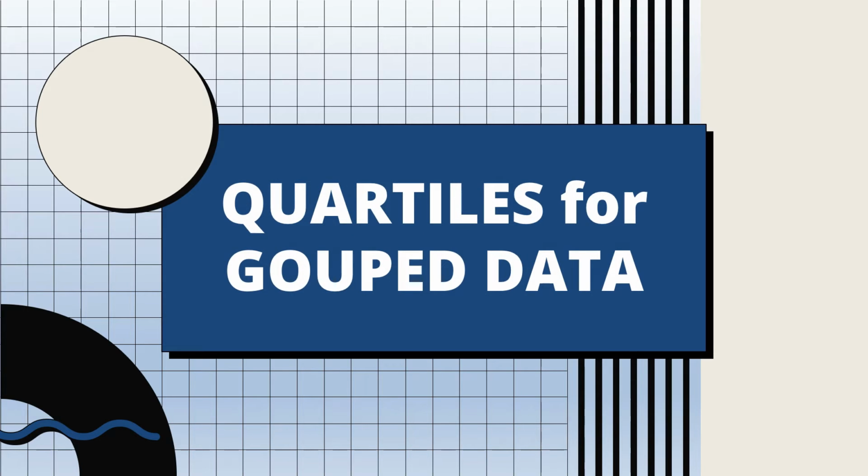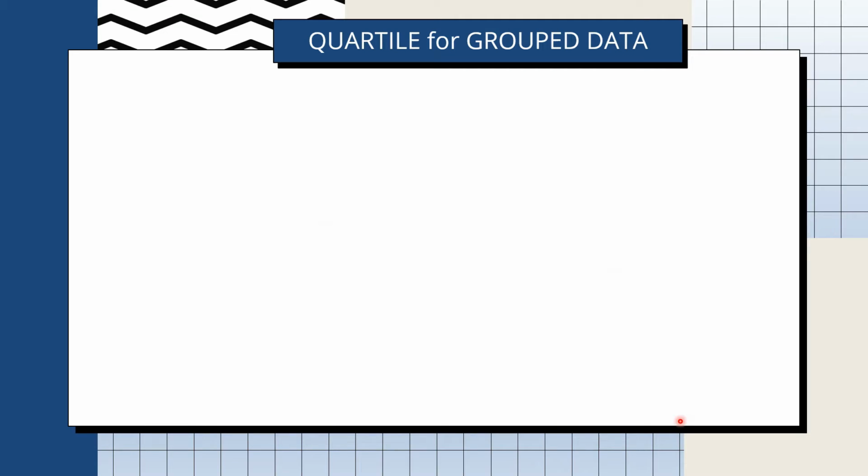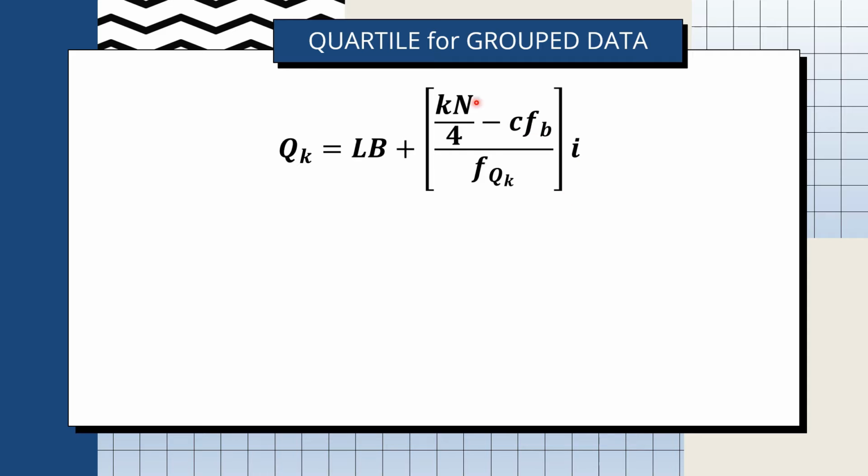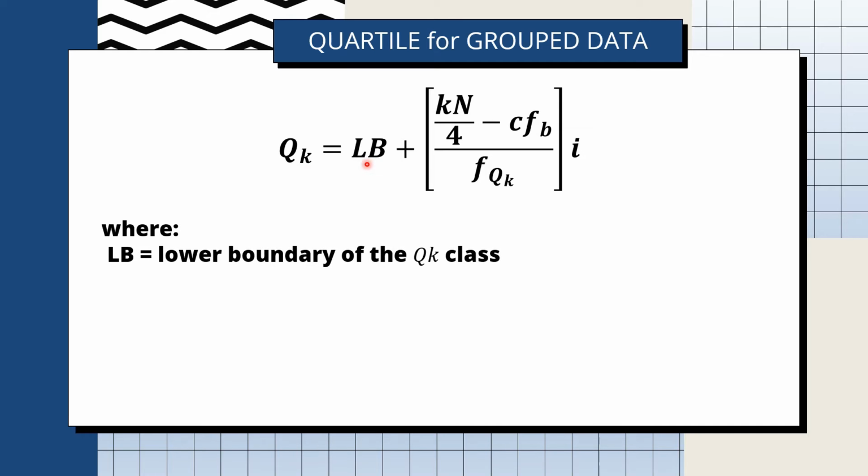Let's start with quartiles for group data. In solving quartile for group data, meron tayong formula na gagamitin. So, ito po yung formula natin sa ating quartile for group data. So, una, meron tayong Q sub K dito. So, ibig sabihin, quartile yung hinahanap natin and yung K will represent kung anong quartile ang dapat isolve. Yung LB naman is what we call lower boundary of the Q sub K class. It means kailangan natin kunin yung Q sub K class tapos hanapin ang kanyang lower boundary. So, mamaya mas madidiscuss siya ng maayos.